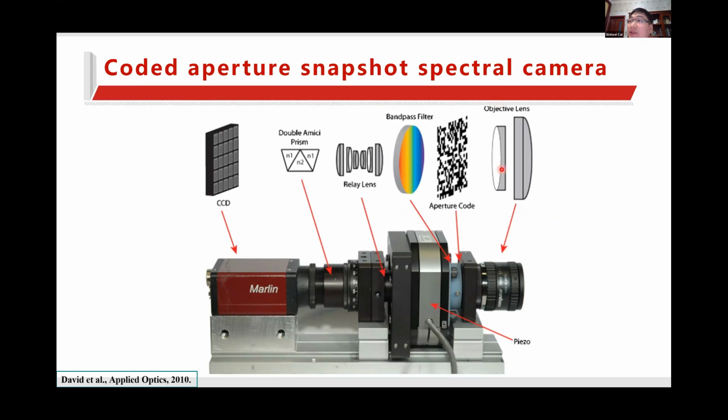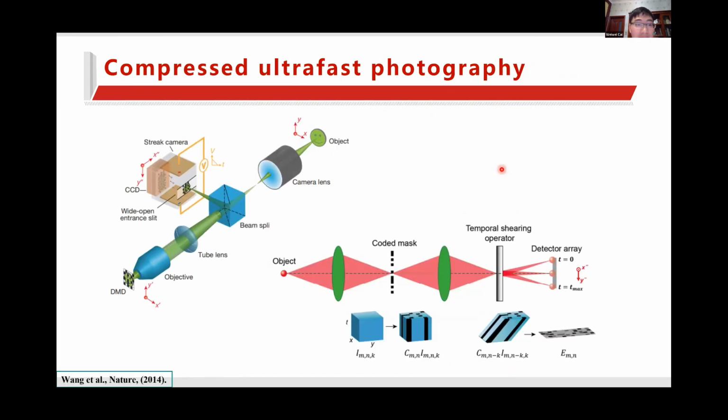I won't go into details because we don't have much time left. Based on a similar technique, we can do ultrafast imaging. But in this technique, instead of dispersing the spectral dimension, we disperse the temporal dimension. So it's also a 3-dimensional data cube, but the third dimension is the temporal dimension, so that we can resolve very high-speed phenomena. This technique is used to image the travelling light pulse. I won't go into details.